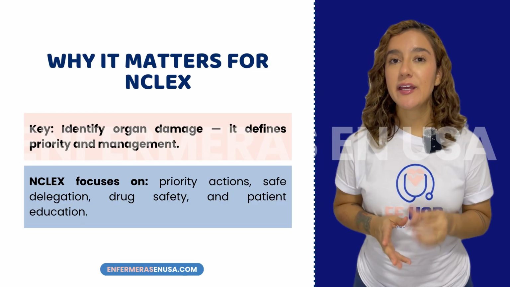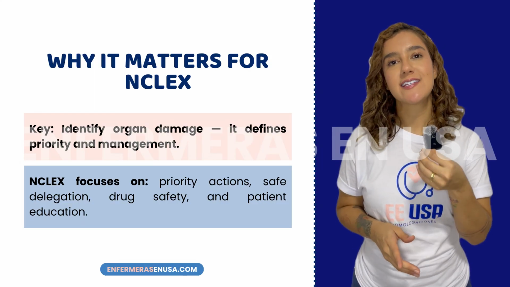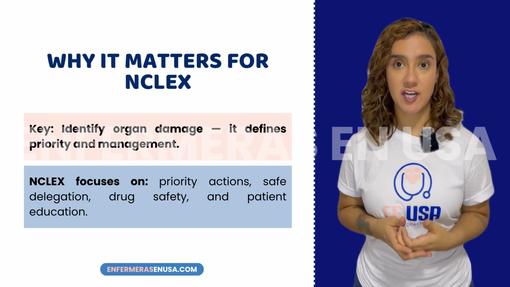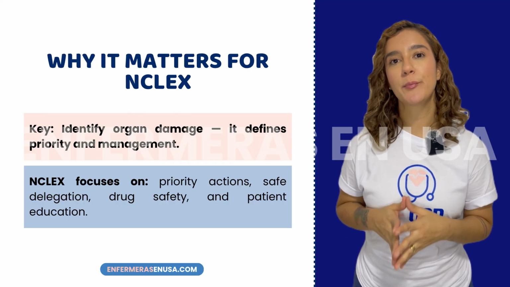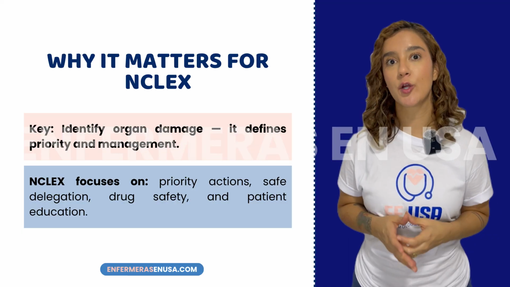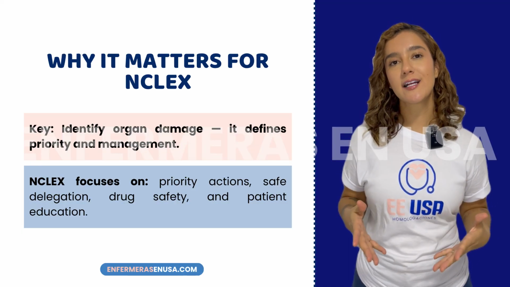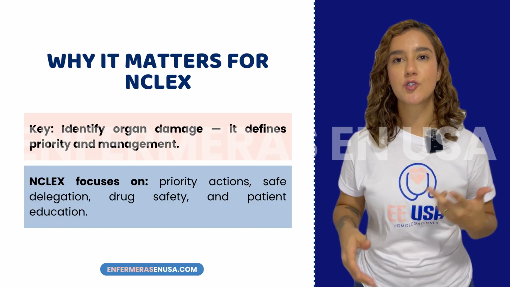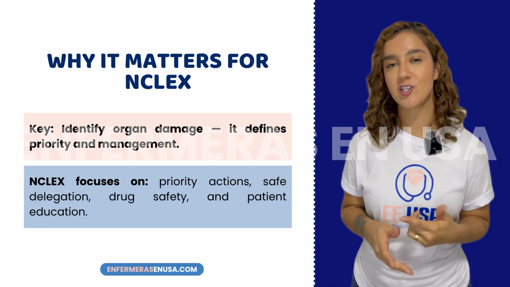The critical step in an NCLEX question is to recognize if there is organ damage. That determines both priority and management. IV and gradual control for emergencies versus oral and slower control for urgencies. Common NCLEX focuses: priority setting, nursing actions, safe delegation, drug safety with comorbidities, and patient education.